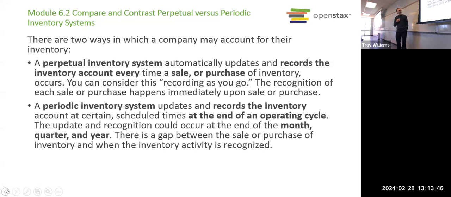Now, that means that if you use the periodic inventory method, you don't know what your cost of goods sold is, and you don't know what your remaining inventory is until you count it. And so you actually go and count up your inventory and do your calculations and figure out what is the cost of goods sold and what is our remaining inventory.